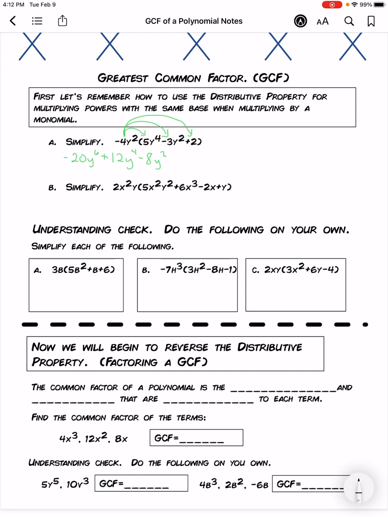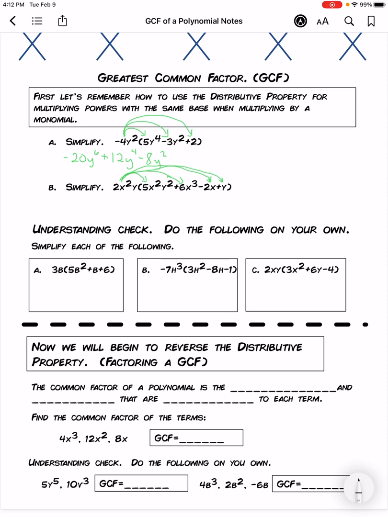All right, going again to the second example. We've got 2x squared y times the polynomial 5x squared y squared plus 6x to the third minus 2x plus y. So again, we would multiply to all four terms. It's kind of sneaky there at the end, but that negative 2x plus y, those are two separate terms. But that's what we've got to do here. So again, we're going to multiply numbers and then add exponents on like bases.